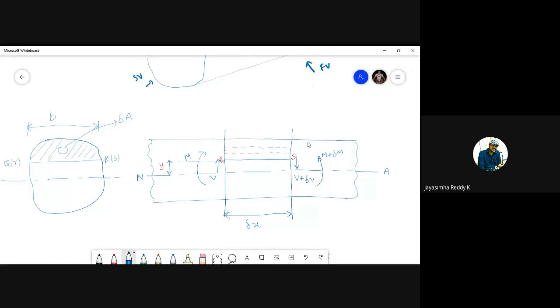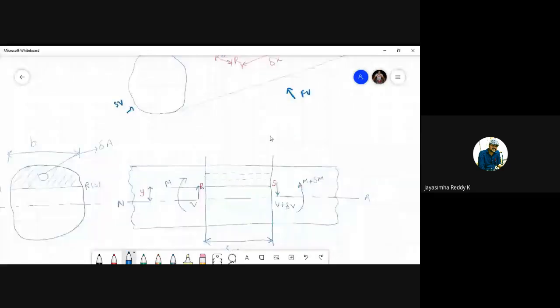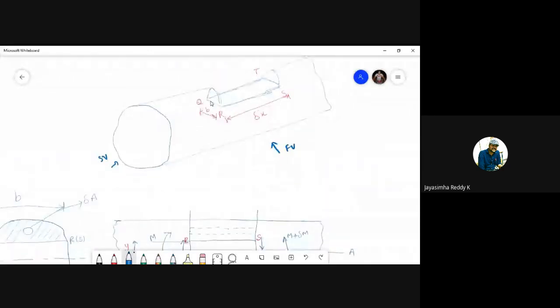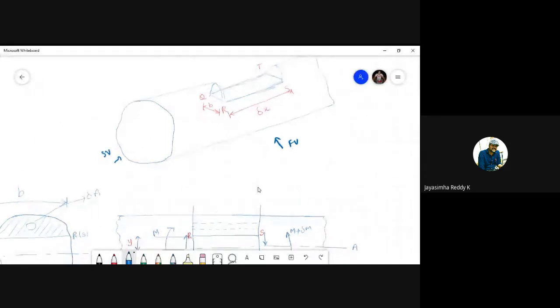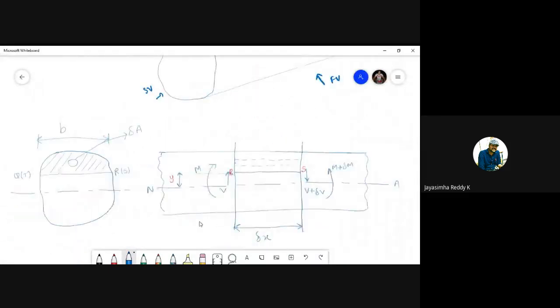Once again, please see this figure. So I have drawn this side view. Over Q, I have T, and over R, I have S here. And I have mentioned this side view and this front view. In this front view, I have considered a small elemental area over the section that I have considered.